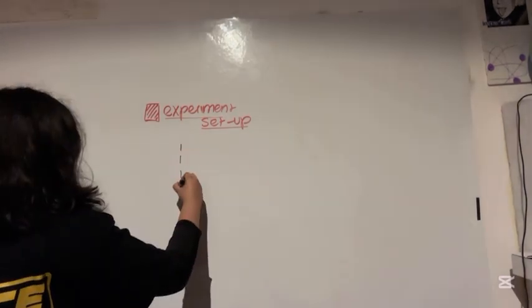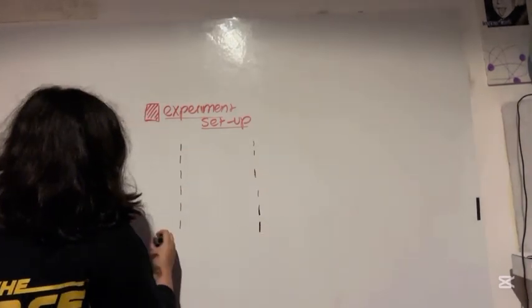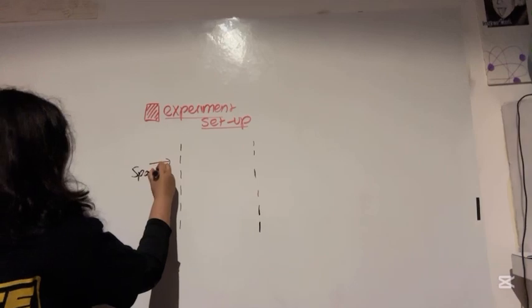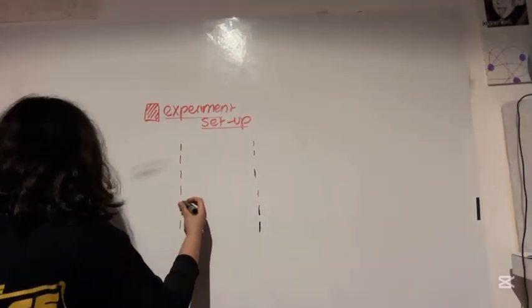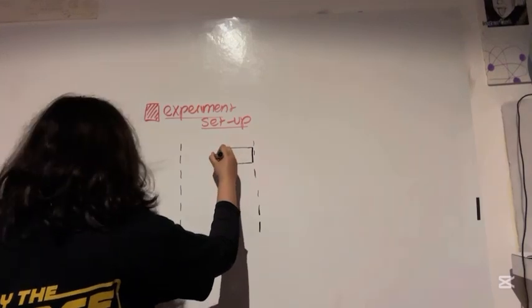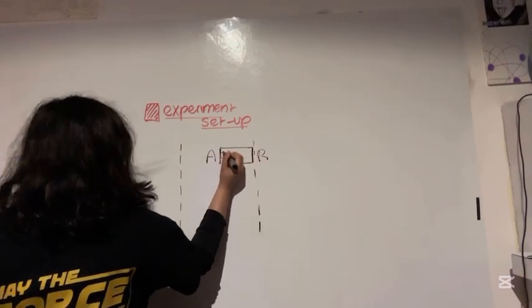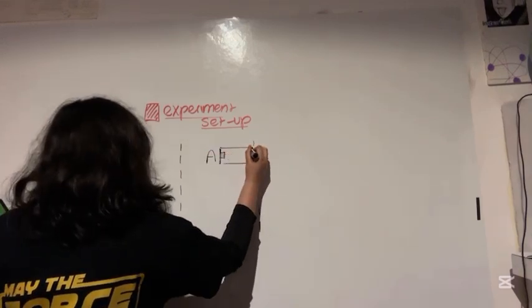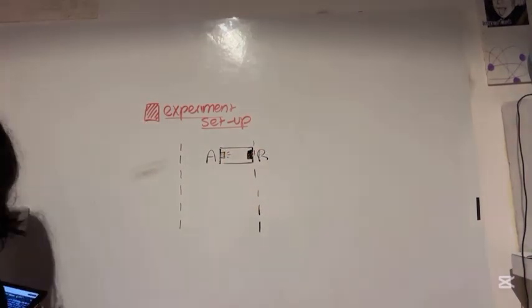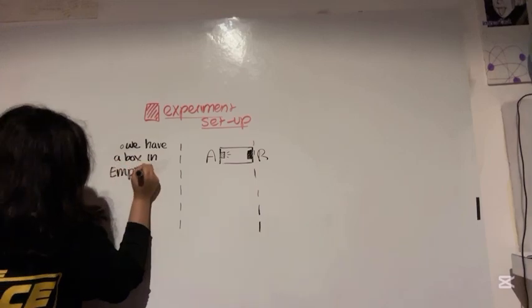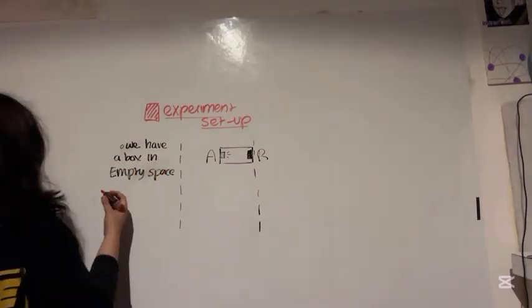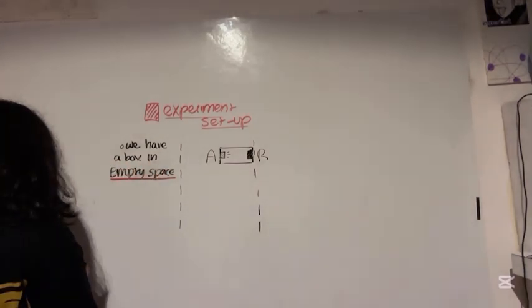Let's say we are in space and we have these two lines just as visual guides to help us see movement in space. Within the space, let's say we have a box where its left and right are labeled A and B. Inside the box on side A, we have a photon emitter, and inside the box on side B, we have a photon receiver. Now, the way this experiment works is that we have a box in empty space, meaning no forces are acting on it.